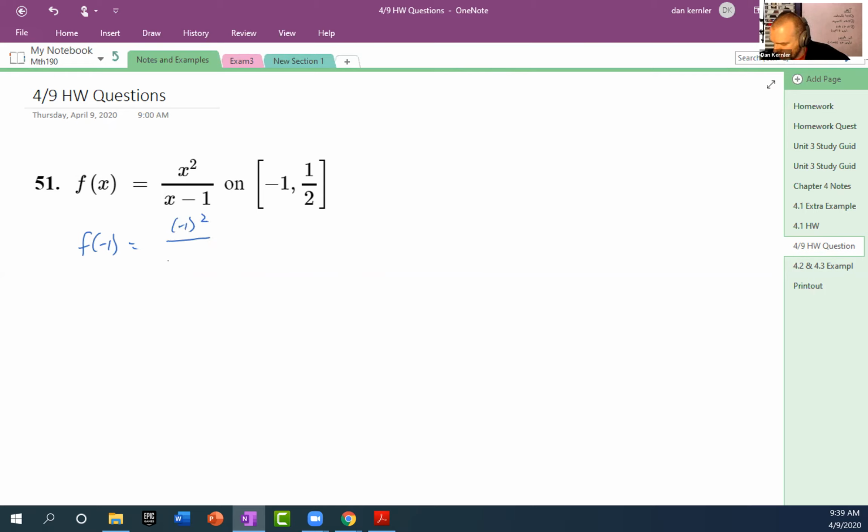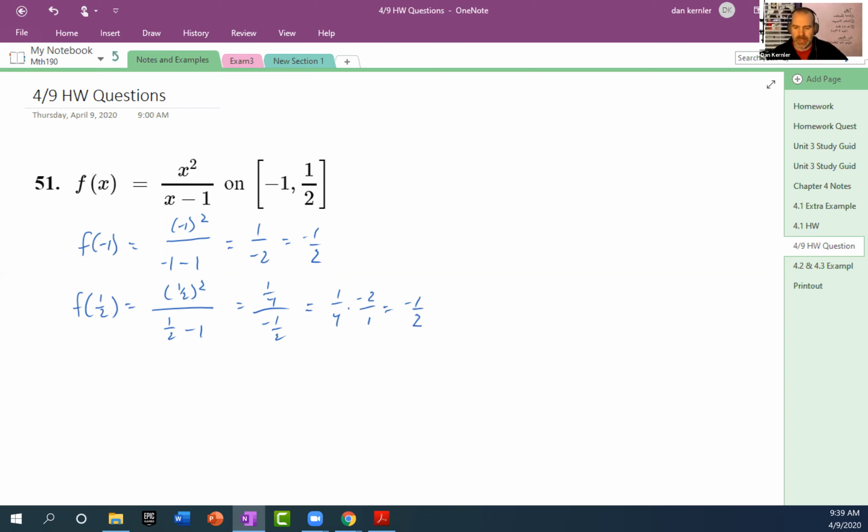-1 squared over -1 minus 1. 1 over -2, that's -1/2. And then we'll check the right endpoint, f of 1/2. 1/2 squared over 1/2 minus 1. 1/4 over -1/2. And let's see here, that's 1/4 times -2 over 1, so -1/2. Oh, so they are the same. So at the endpoints, it's -1/2.